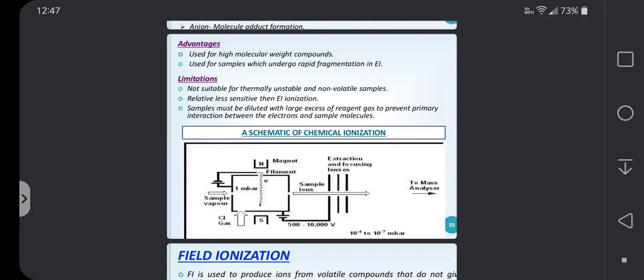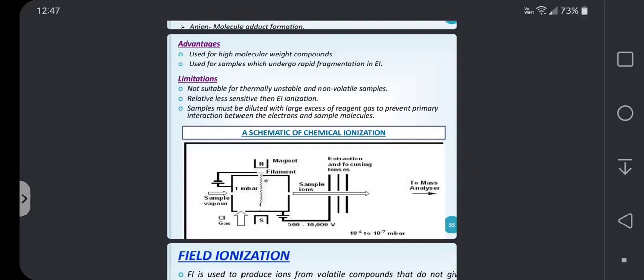This method is not suitable for thermally unstable and non-volatile samples. It is relatively less sensitive than electron impact ionization, and the samples must be diluted with a large excess of reagent gas to prevent primary interaction between the electrons and the sample molecules.